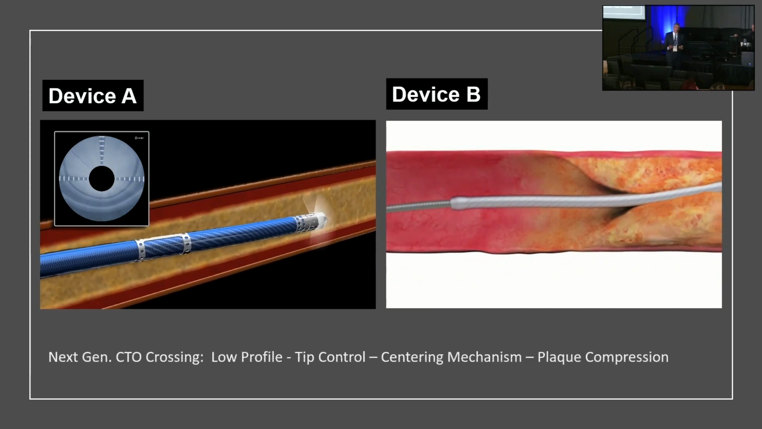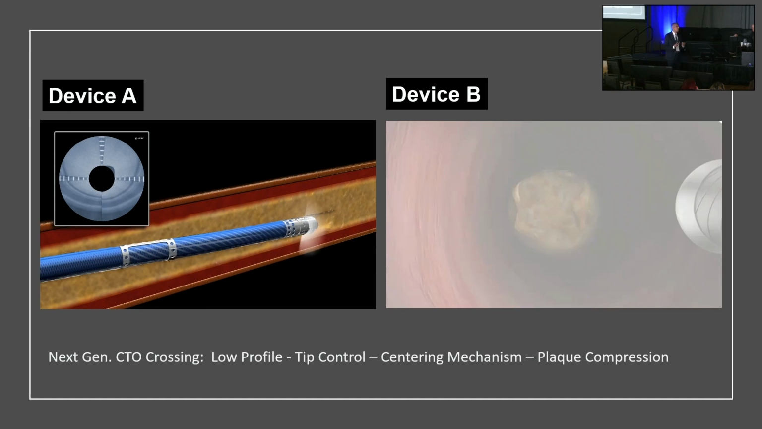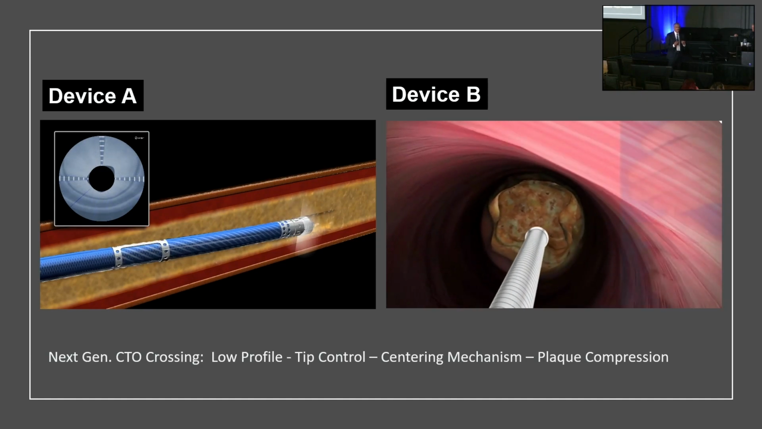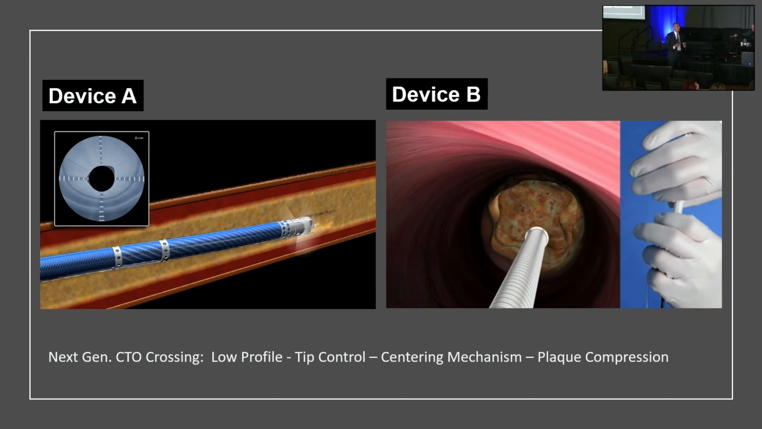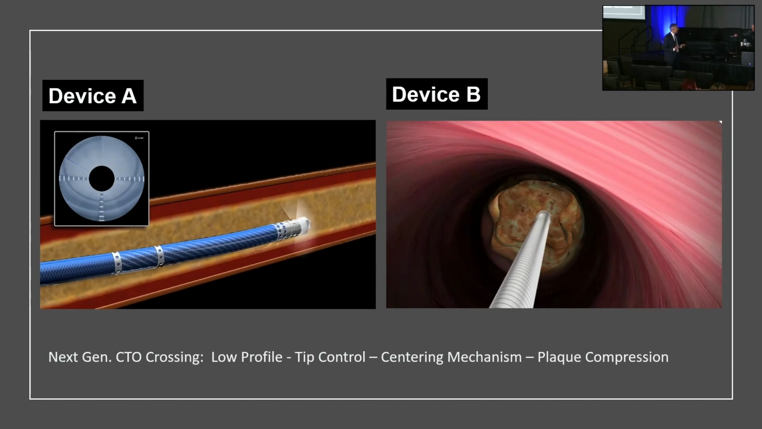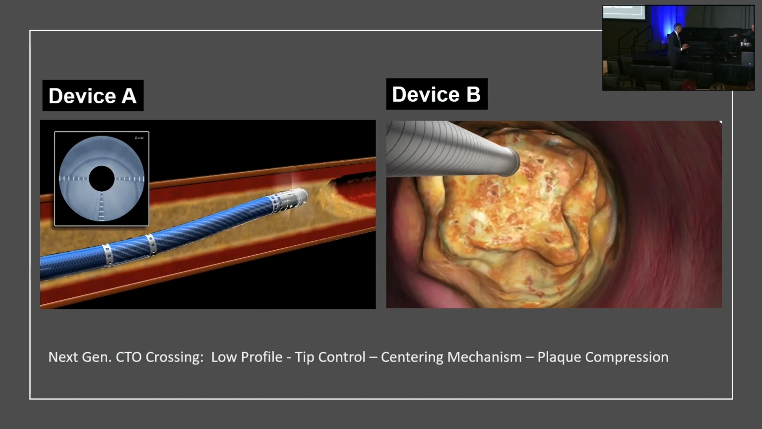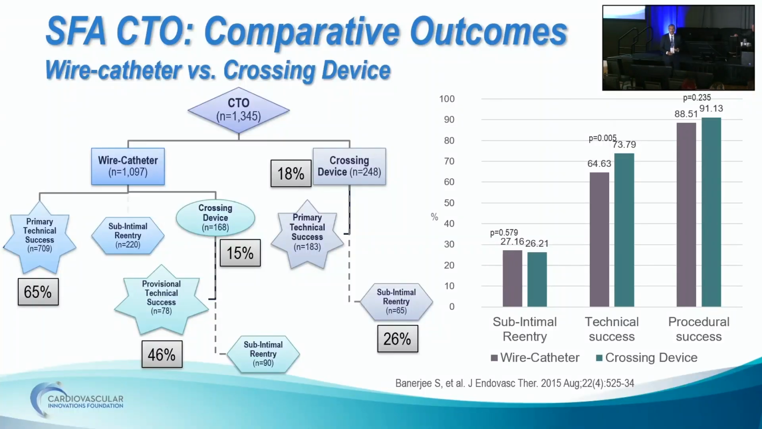So do these current devices really offer this kind of control, or does the animation do justice to how this device truly operates? So I think the next generation CTO crossing devices, apart from being lower profile, need to have directional tip control, a centering mechanism, and then be able to cause some plaque compression that would create a channel that you can re-enter and advance a catheter through so you can create a successful rendezvous.